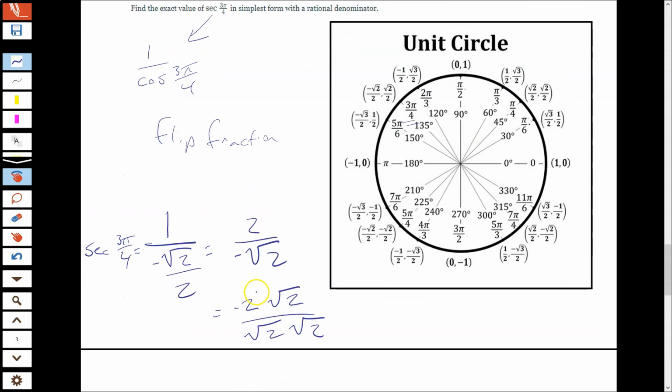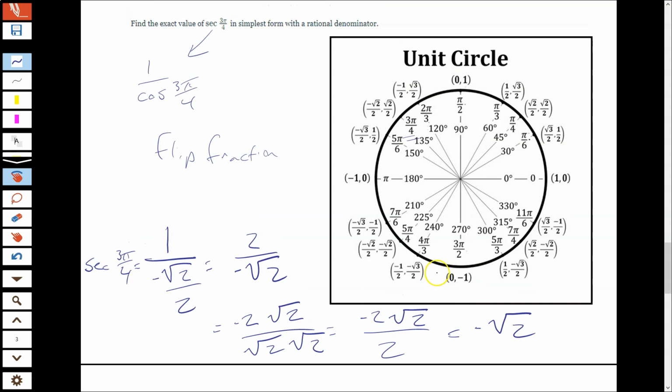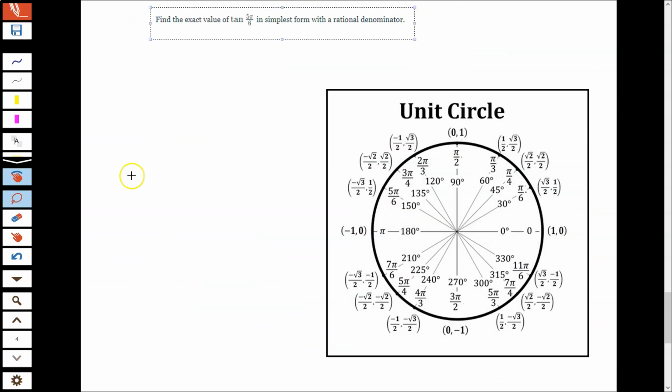Okay, so I move the negative up, just because I don't like that negative in the bottom, and then I multiply by root 2 over root 2. This ends up being negative 2 root 2 over 2, and then those 2's cancel, and I just get negative root 2. Okay, so these reciprocal ratios, because of the way this is written, you often have to simplify them some. And last thing you need to know.